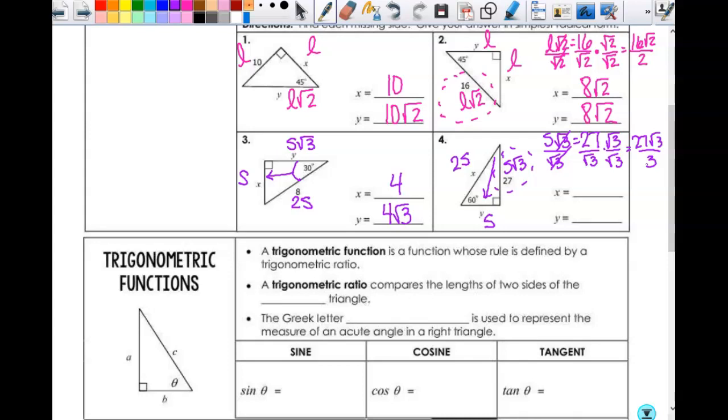And is that x or is that y? Y, because it's s, right? So this is 9 square root of 3. So then what is x? 18 square root of 3. Very good. Okay. What questions do you have?